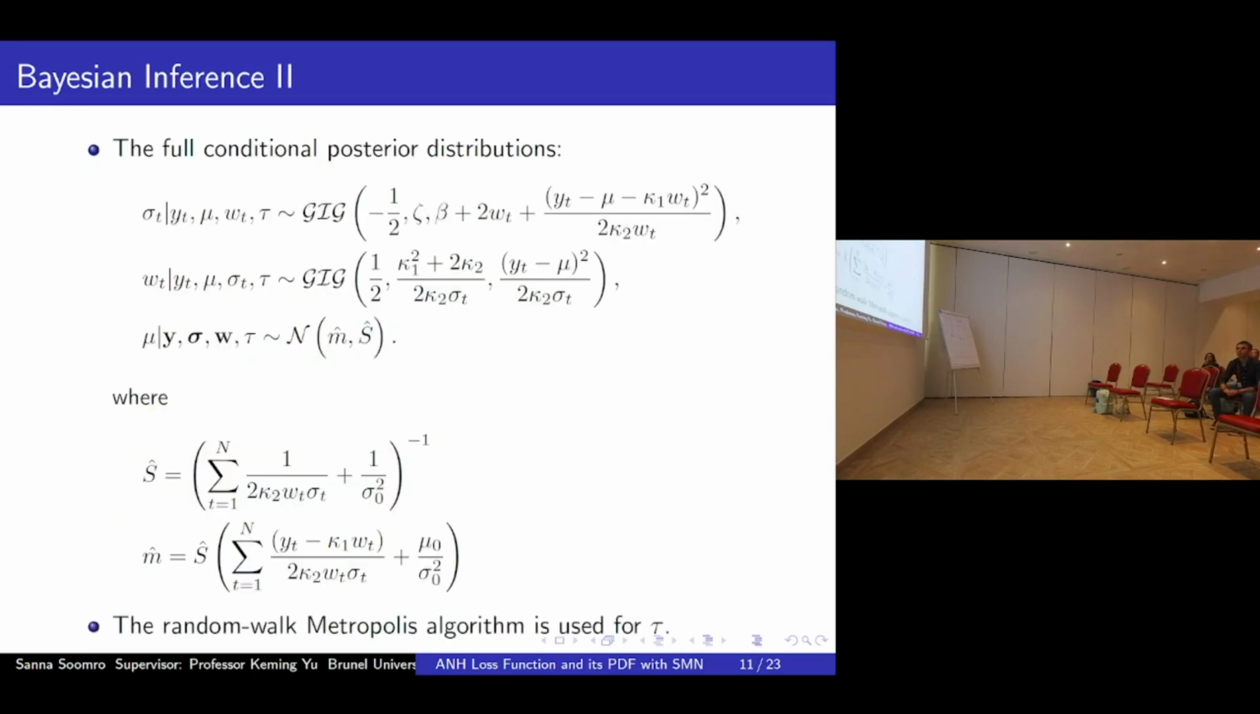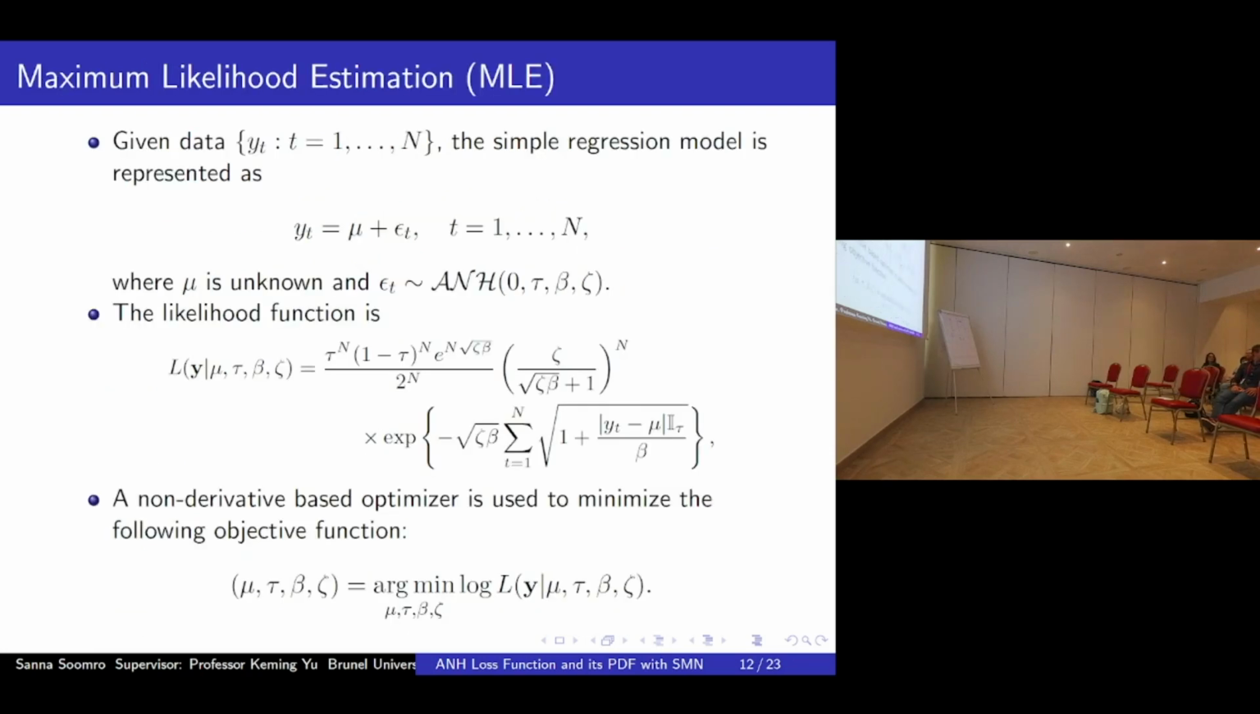Okay, so based on the hierarchical model, I can easily derive a closed form posterior distribution for sigma, W, and mu. I have derived a closed form where W and sigma follow a generalized inverse Gaussian and mu follows a normal distribution. However, we don't have a closed form for tau, so I'm going to use the random walk Metropolis algorithm for tau. Okay, so this is it for the Bayesian method.